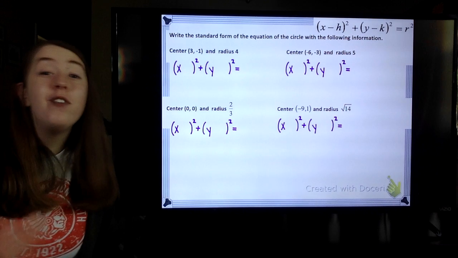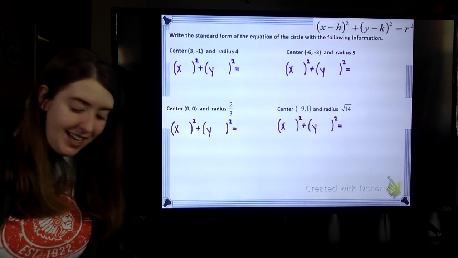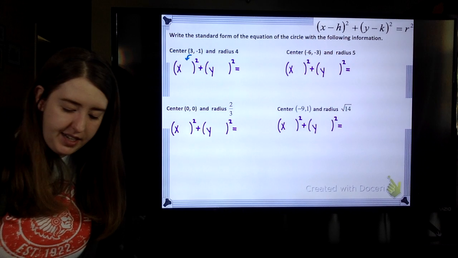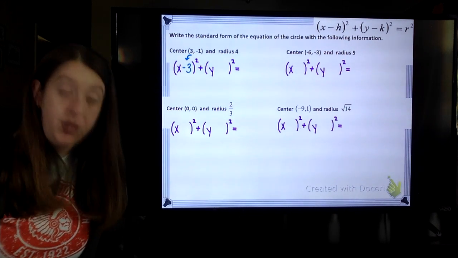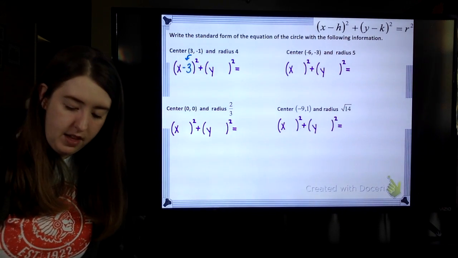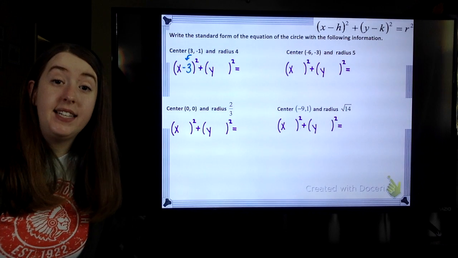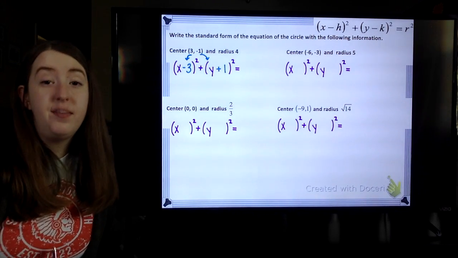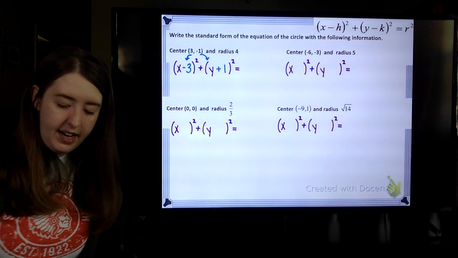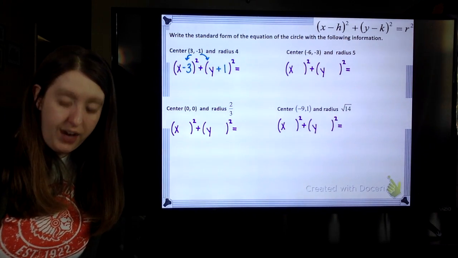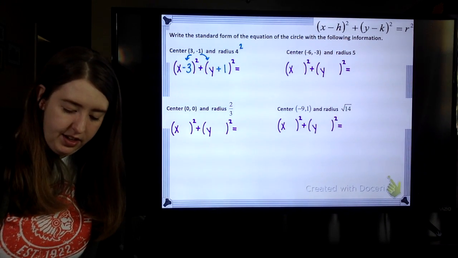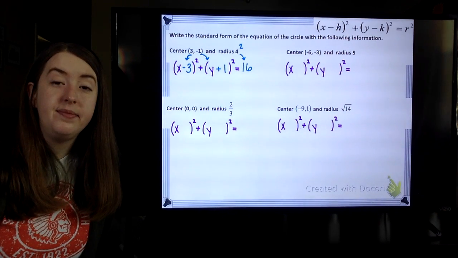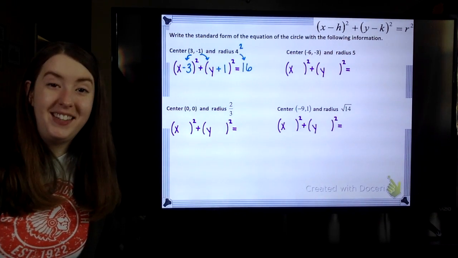Okay, so remember for the centers, they need to be the opposite. So I have a positive 3 for my center, which means that needs to be -3 inside of my equation. I have a negative 1 inside of my center, so that means I need to have a positive 1 inside of my equation. And then I need to take my radius and square it to get it into my equation. So 4 squared, of course, is 16. And then we'll keep on doing that.